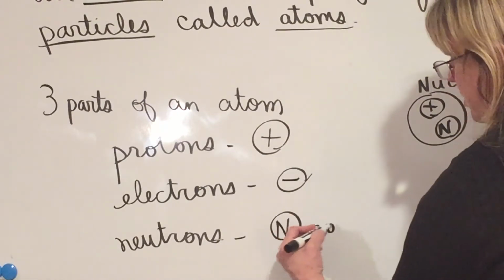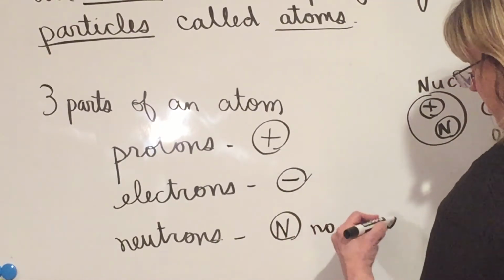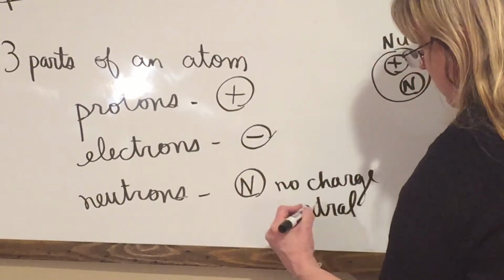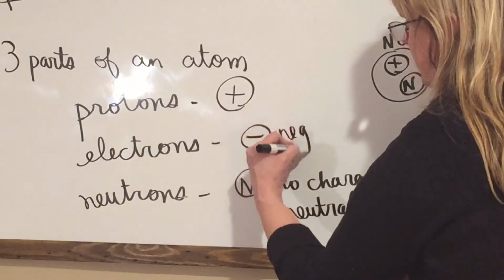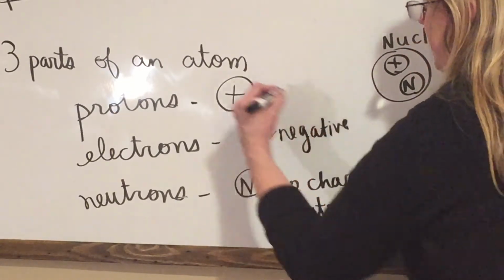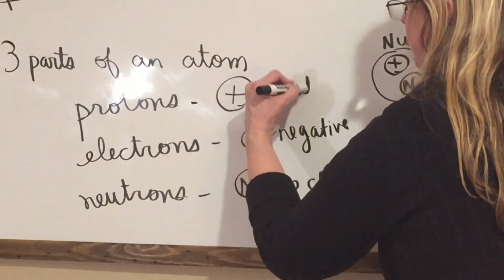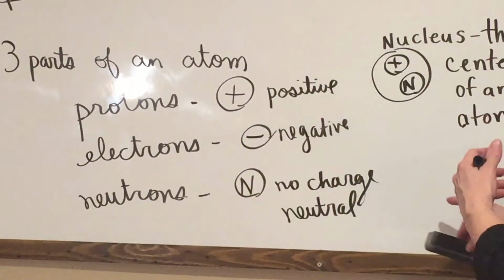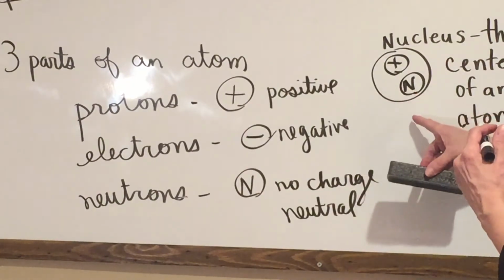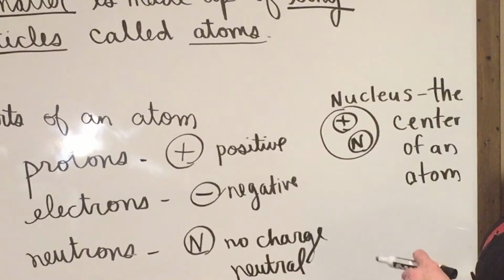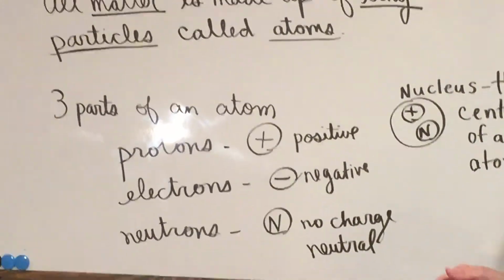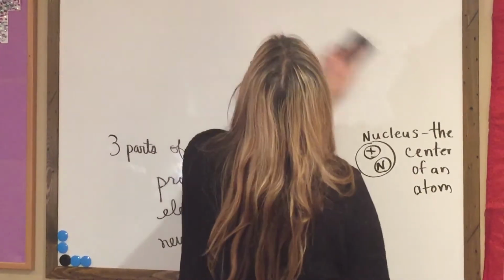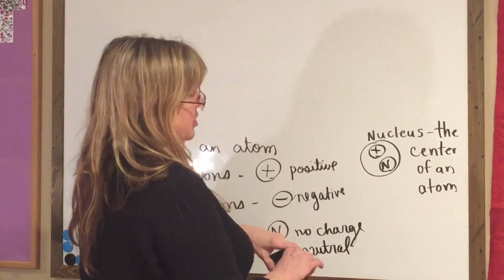So you'd say no charge or neutral. Negative and positive. Okay, so the nucleus again is the center of the atom. That's where the protons and the neutrons are. Okay, all right, I'm going to erase this so we have more room. I'm going to draw a bigger picture of an atom.